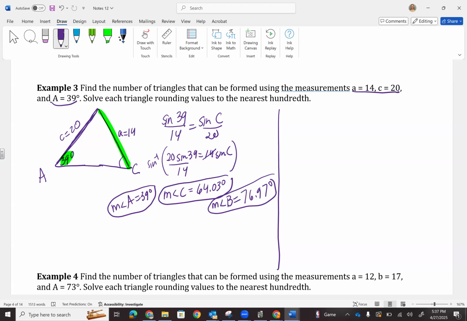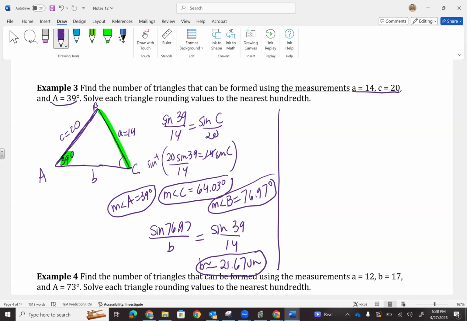And then we will end up finding the length of side B as well, using the law of sines. So we could do sine of B over... actually, sine of 76.97 goes with the length of side B, equals the sine of 39 and 14. And if you cross multiply and solve that, you're going to get the length of side B to be 21.67. So that's the first triangle.